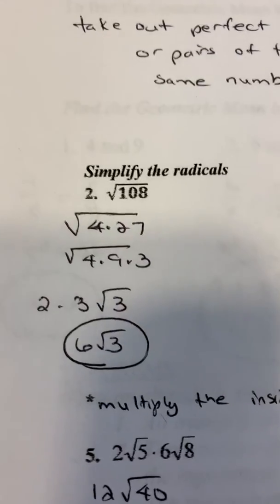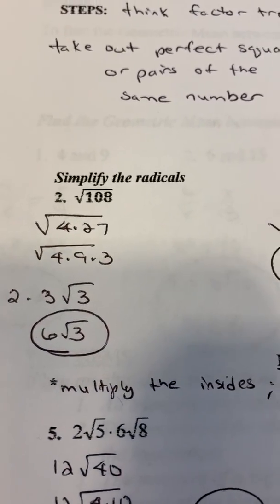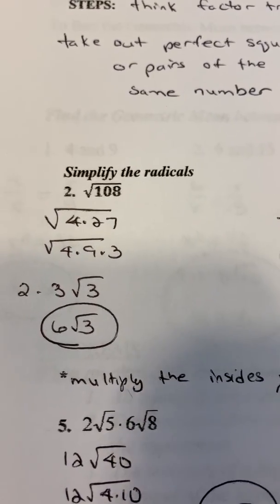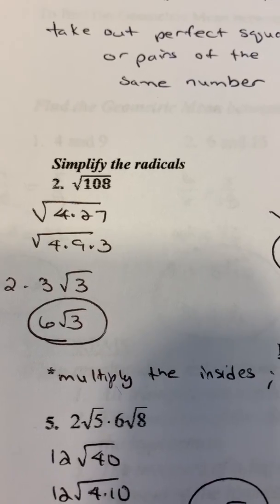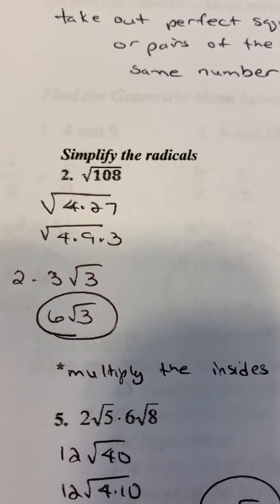Moving into example 2, 108, I chose to break it down using 4 times 27. You may have done something differently or choose to do something differently moving forward with other questions. For example, it divides by 2 as well, so that would be 2 times 54. That's another approach you can use, but we're all going to get the same answer in the end, hopefully.